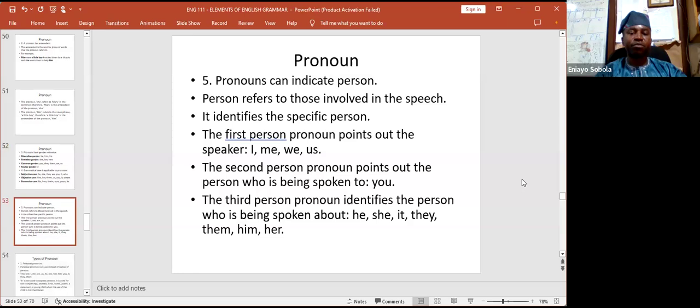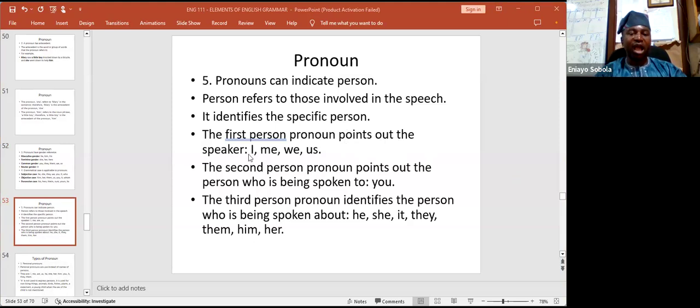Number 5, pronouns can indicate person. When we mean person, we are talking about the people involved in the speech. It identifies the specific person. Therefore, we can indicate the first person pronoun. The first person pronoun points out the speaker. Whoever is speaking is the first person. So we use the first person pronoun to point out the speaker.